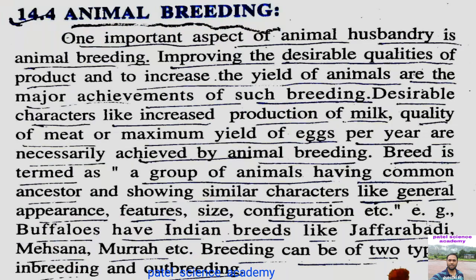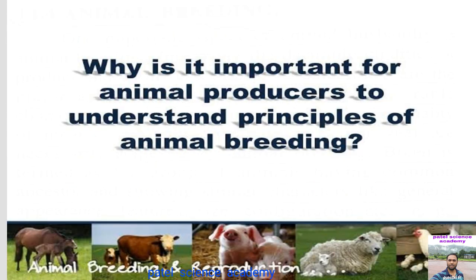I hope you have understood the breed. A breed means a group of animals having similarities in most of their characters, like appearance, features, size, configuration, etc. Animal breeding is done to get an improved breed with desirable quality of products and to increase the yield of the animal. Desirable characters such as increased milk production from cattle, quality of meat, or maximum yield of eggs per year are achieved through animal breeding.